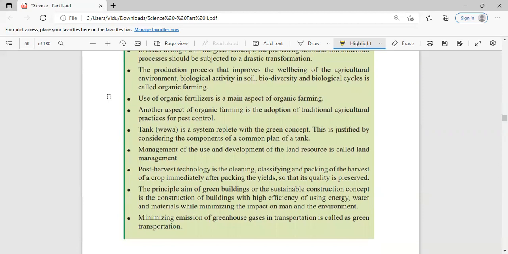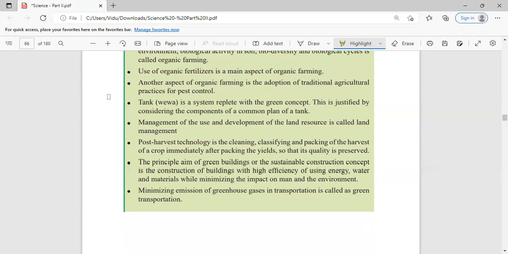The production processes that improve the well-being of the agricultural environment, biological activity in soil, biodiversity and biological cycles are called organic farming. Use of organic fertilizers is a main aspect of organic farming. Another aspect of organic farming is the adoption of traditional agricultural practices for pest control. The tank ecosystem is complete with the green concept. This is justified by considering the components of a common plan of a tank.